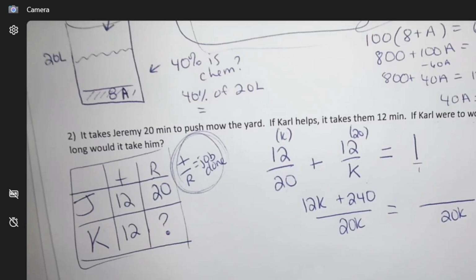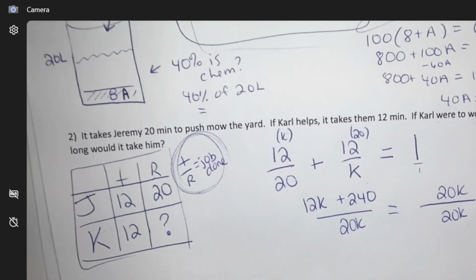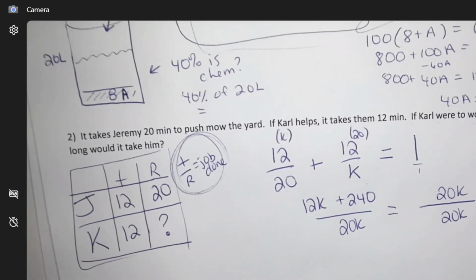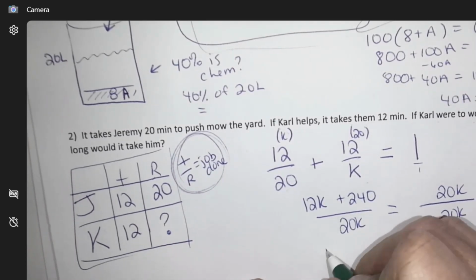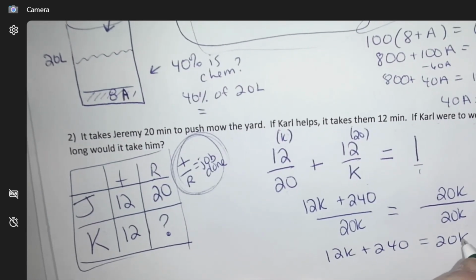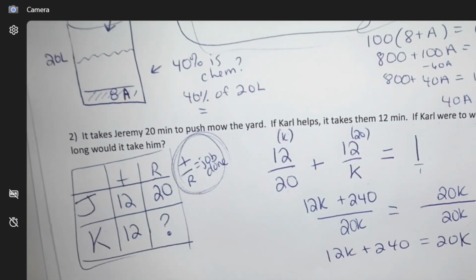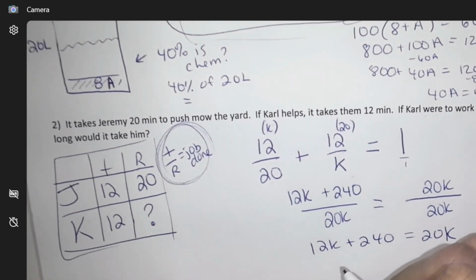Over here, the bottom was a 1, and now it's a 20K. So what happened? 20K over 20K, right? Whatever this is, it needs to be same over same because it's a 1. This is where you say if the bottoms are the same, what can I conclude in math? Tops are the same. And now you isolate. So move the K and divide.